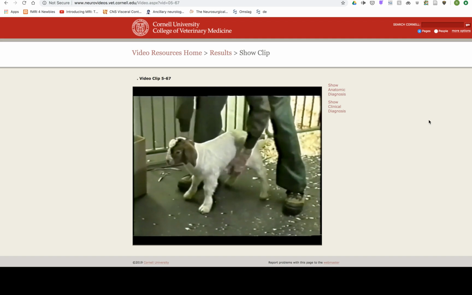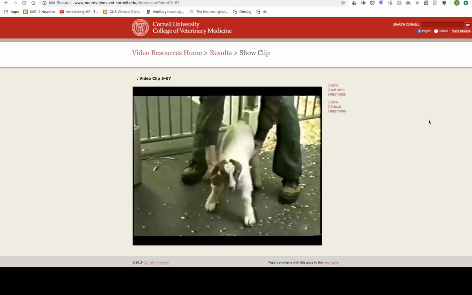In contrast, inherited myotonia is an episodic disorder in goats, evidenced by short periods of stiffness between long periods of normal muscle function.